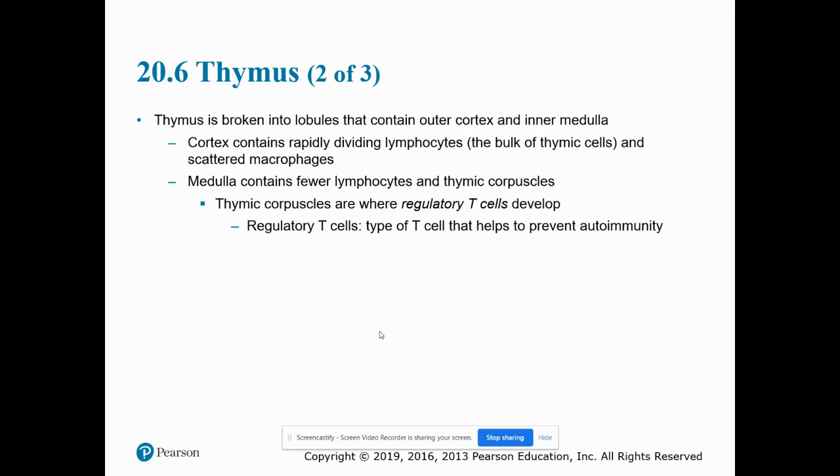The thymus is broken into lobules that contain an outer cortex and an inner medulla. The cortex contains rapidly dividing lymphocytes and scattered macrophages. The medulla contains fewer lymphocytes and thymic corpuscles. Thymic corpuscles are important because this is where regulatory T cells develop. Regulatory T cells help prevent autoimmunity, where your body attacks itself because it recognizes itself as foreign for some reason.